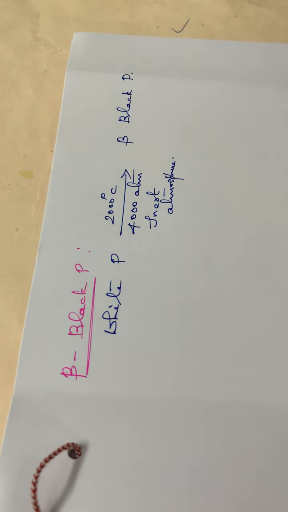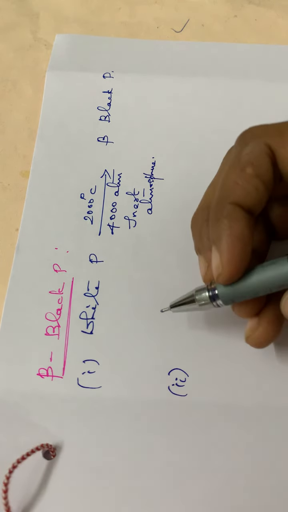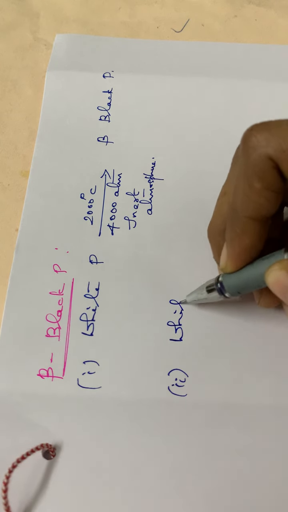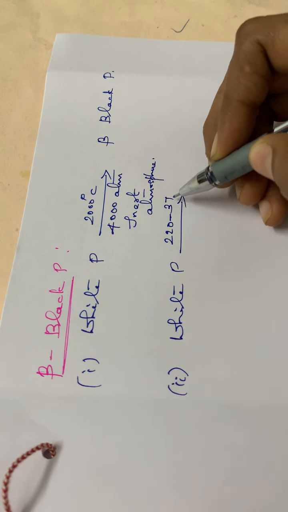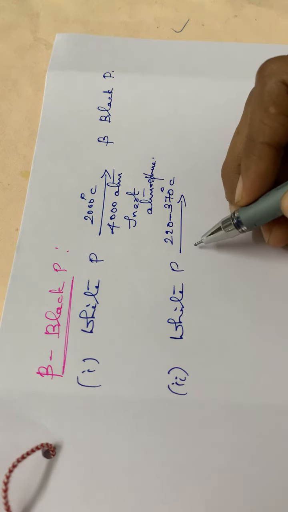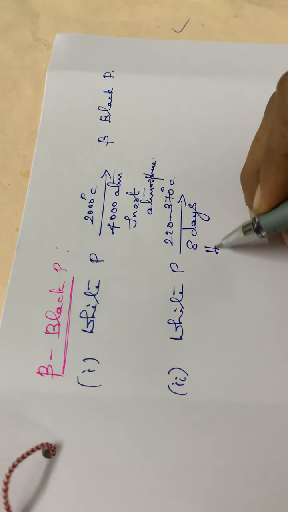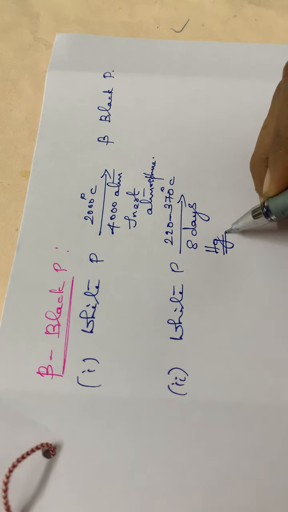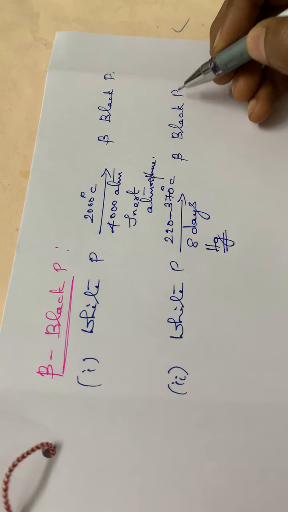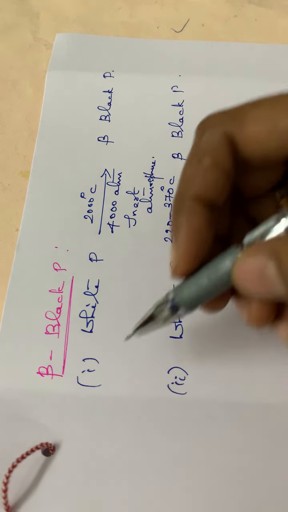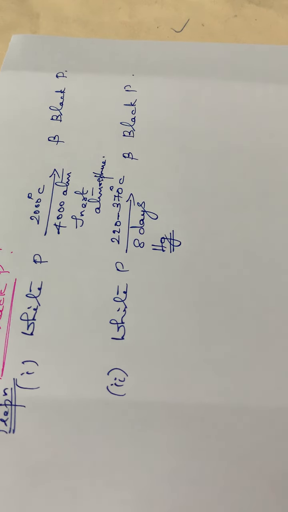Then one more method of preparation. This is one method. The second method of preparation: it can be prepared by heating white phosphorus at a temperature of 220 to 370 degrees Celsius for 8 days. Continuous heating for 8 days in the presence of mercury as a catalyst. So here mercury is used as a catalyst, and we will be having beta black phosphorus. So these are the two different methods of preparation from white phosphorus.